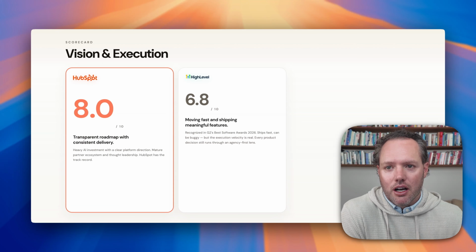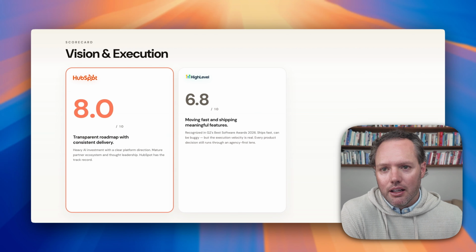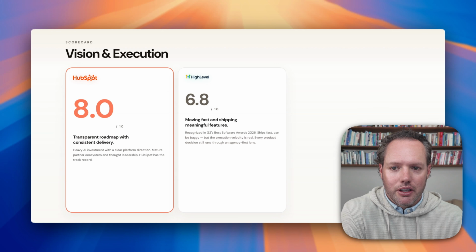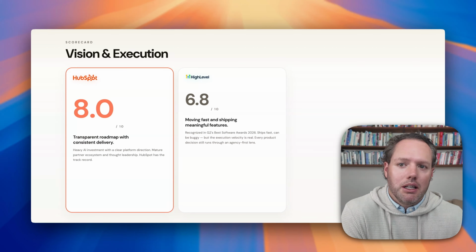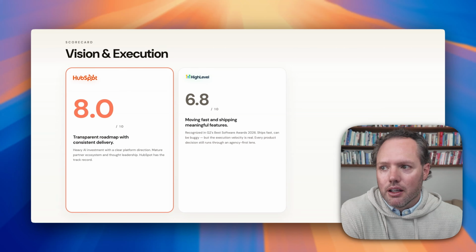HubSpot is doing a great job on some of those fronts, but some of these more flashy set up an AI voice agent stuff, HighLevel is pushing the edge further on that, and that doesn't mean it doesn't work. It doesn't mean it's not as good. It's just that in general, the quality level is where I'm going to give HubSpot the win.